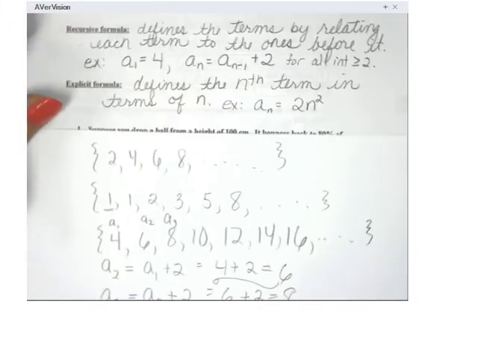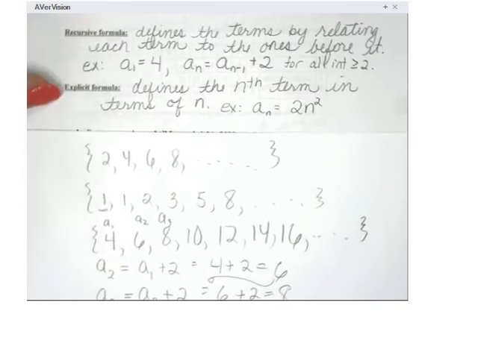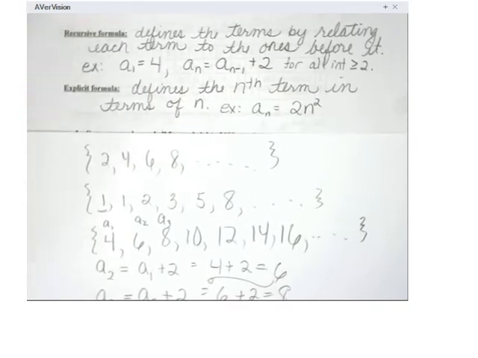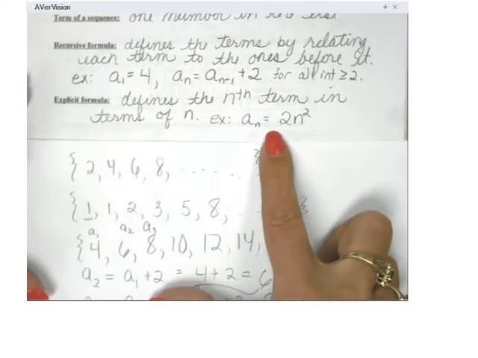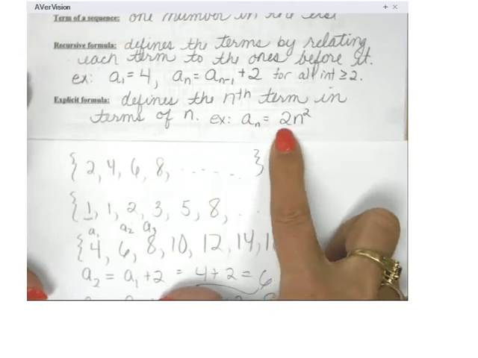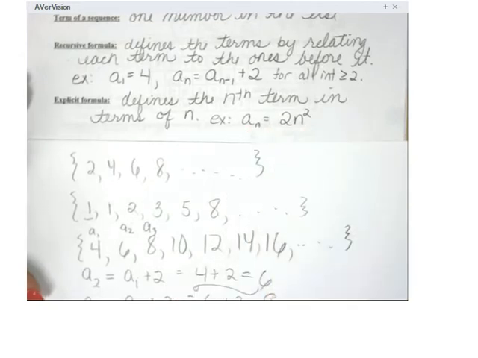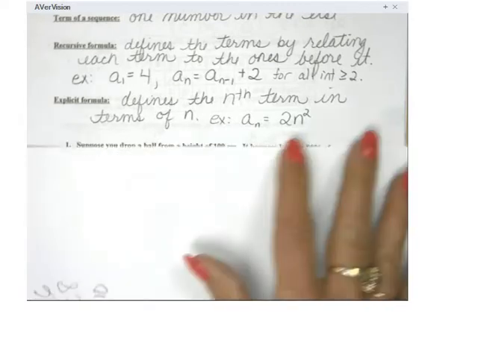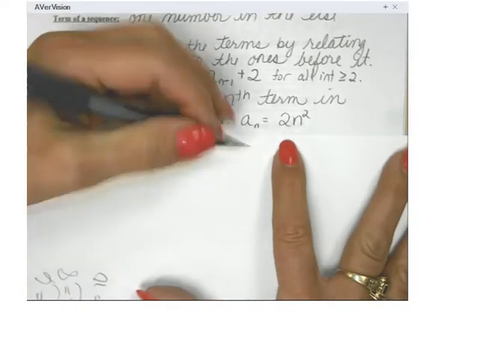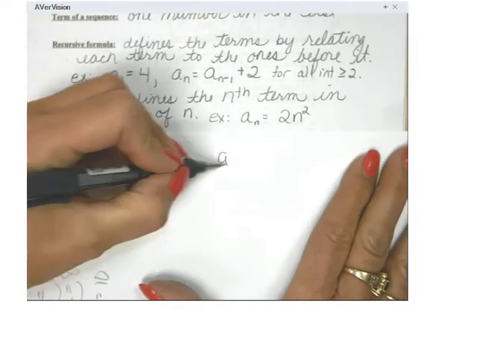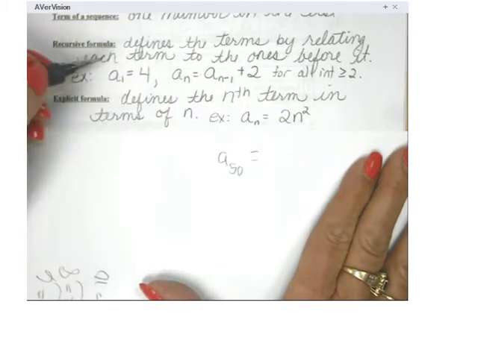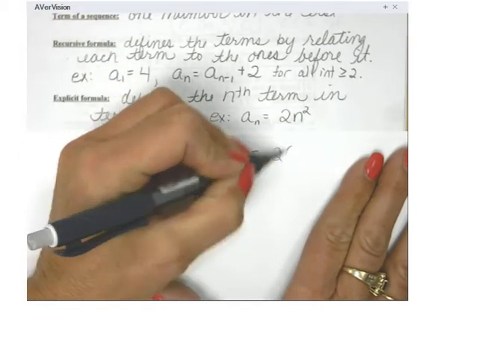So we like to have rules that are explicit rules as well. Explicit rules define the rule in terms of the nth position. For instance, if I give you this rule, a sub n is equal to 2n squared, and I asked you to find the 50th term for this sequence, it's very easy to find a sub 50. All I'd have to do is plug 50 into the rule.